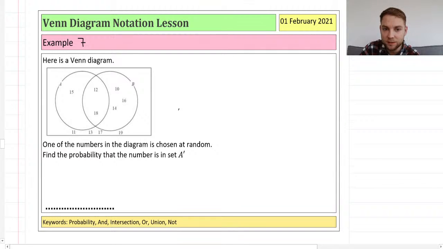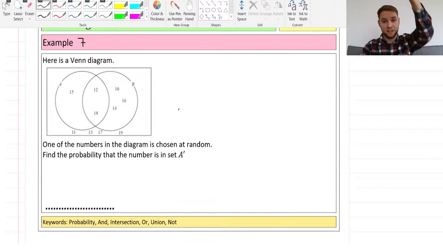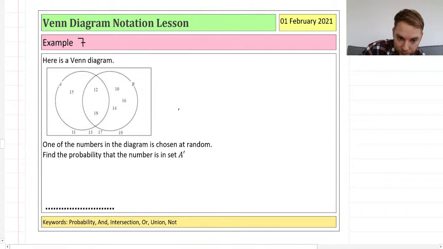The reason that this one's different, and the reason this is extending us, is because it's not asking for the numbers which are in set not A. It's asking for the probability now. Find the probability that the numbers are in the set A not. So we know that this means the set which is not in A, so everything which is not in that A circle.